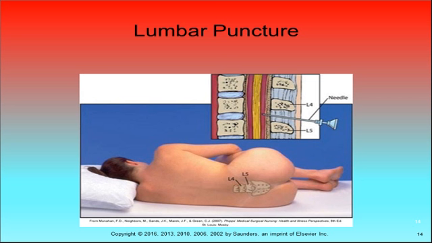This is the position that you will see the particular patient in. It's a fetal position. These patients have to be very still during this specific procedure. The physician will numb up the area and then inject in between L4 and L5. They will take some of the fluid out from the cerebral spinal area and then send that to the lab to see if there's anything growing in there.